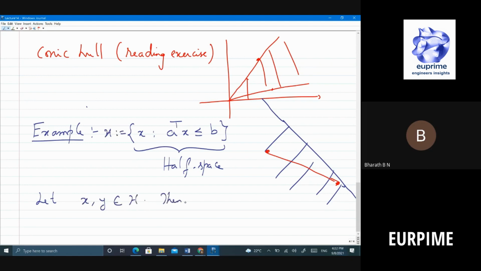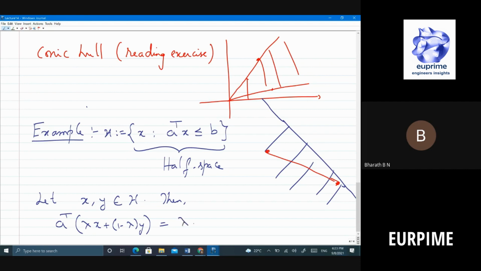Then I have to check whether lambda x plus 1 minus lambda y belongs to the set or not, right? So how do I verify? I have to ensure that A transpose times this convex combination is less than or equal to B. If I show that, then it belongs to.